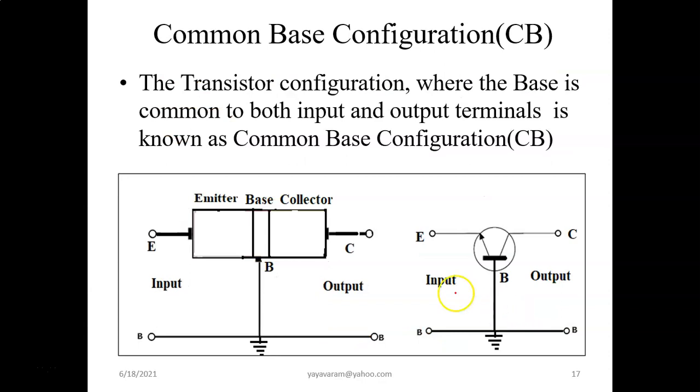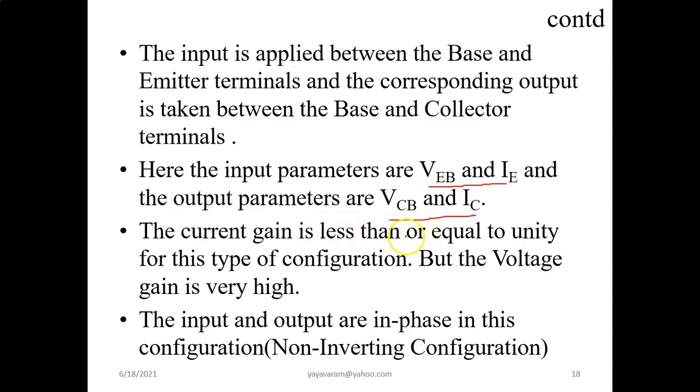Similarly, the common base configuration. As you know already, common base means base is common to both input as well as output. Base is common, grounded to input as well as output. So input is applied between base and emitter, and output is taken between base and collector. Therefore, input voltage is VBE, output voltage is VBC, or VCB, and the currents are IE and IC. This is what we have explained in this slide.